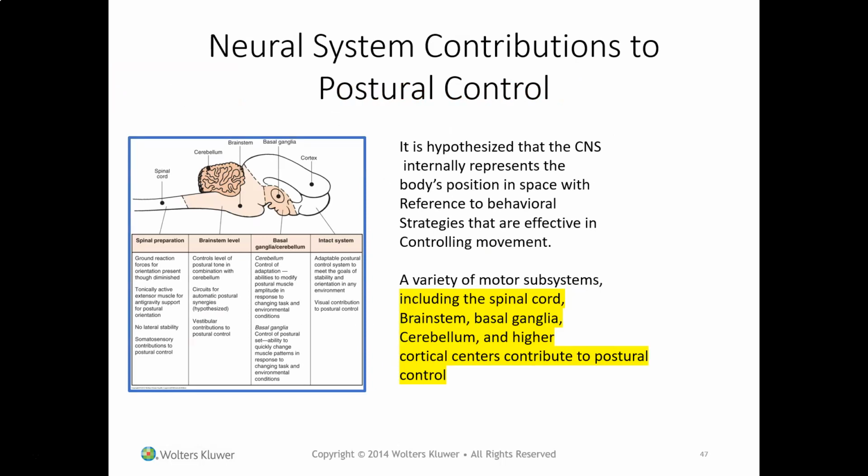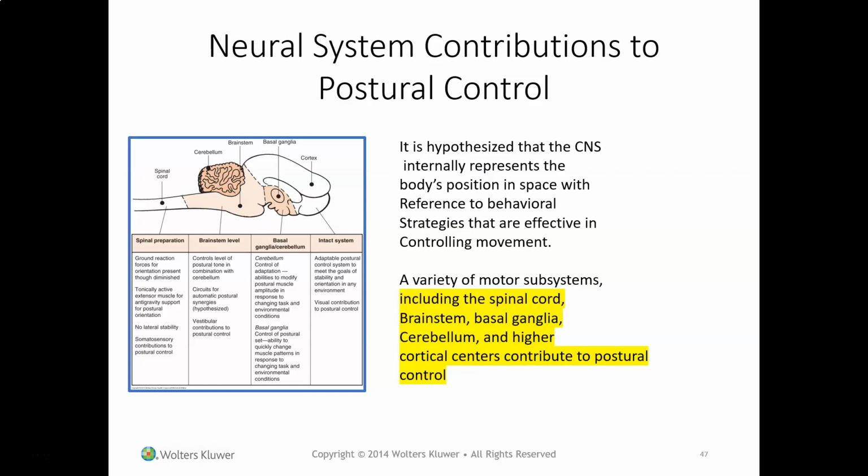So when we look at the brain and say, okay, what parts of the brain and the neurological system contribute to steady state balance, reactive balance, and anticipatory balance? The neural system contributions to postural control: it's hypothesized that the central nervous system internally represents the body's position in space with reference to behavioral strategies that are effective in controlling movement. So a variety of motor subsystems, including the spinal cord, brainstem, basal ganglia, cerebellum, and higher cortical centers, contribute to postural control. So, okay, let's break it down a little bit.